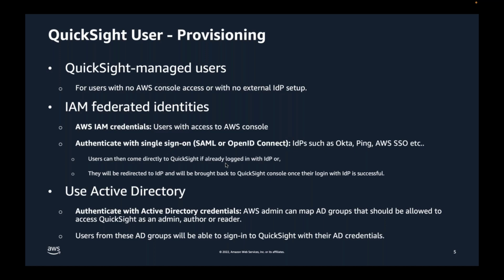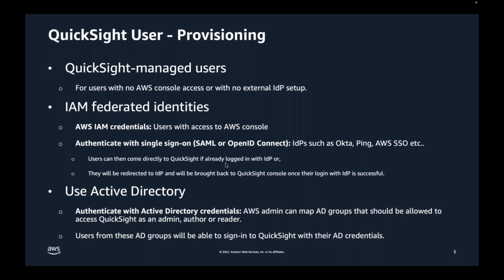The third option is Active Directory. As I was saying earlier, a lot of big enterprises have Active Directory set up, and for good reasons they don't want to set up another identity provider or manage users somewhere else. So those users can use their Active Directory credentials to get authenticated into QuickSight. One caveat is actually the first two options I have on here.